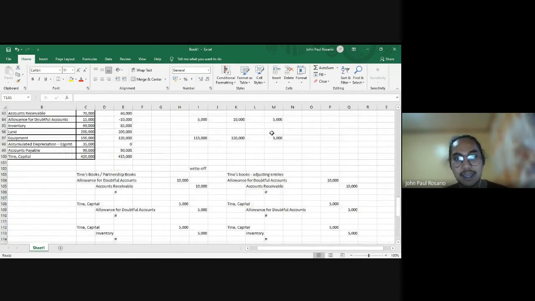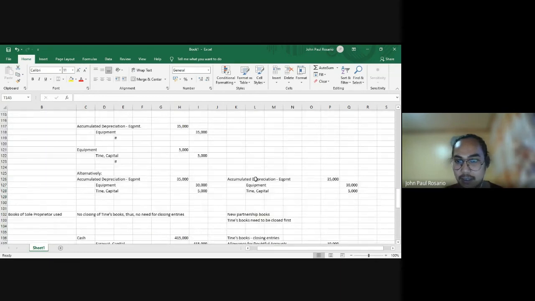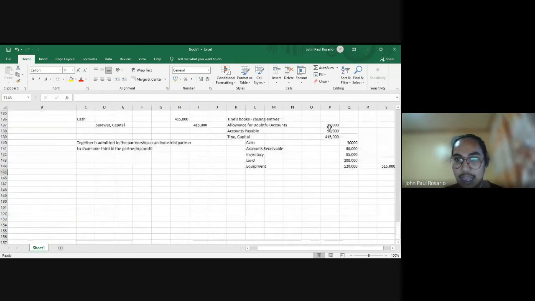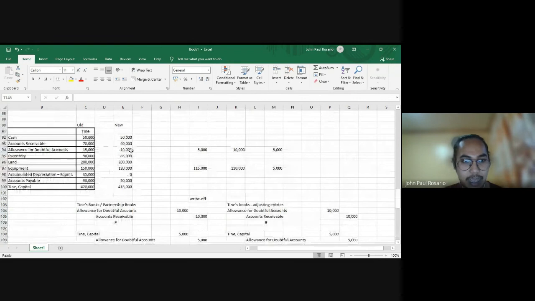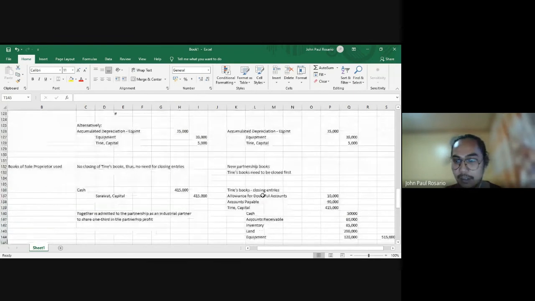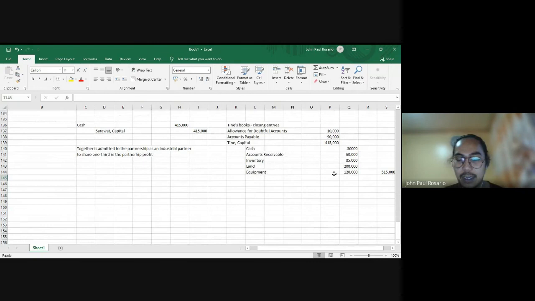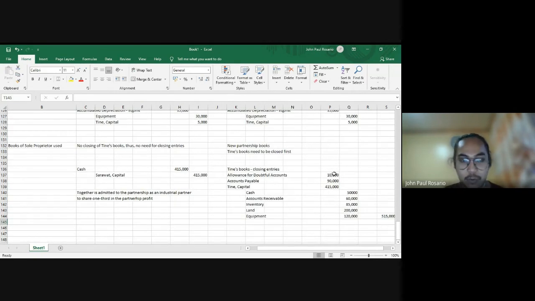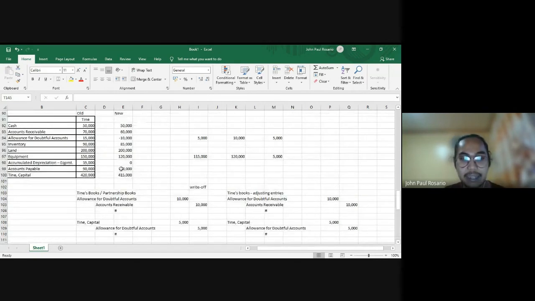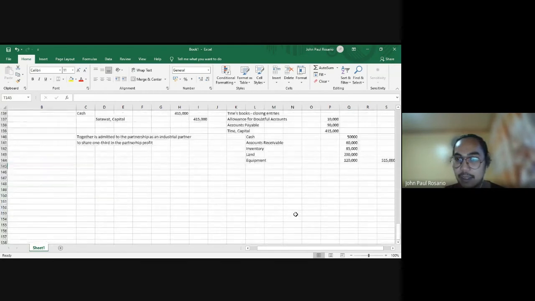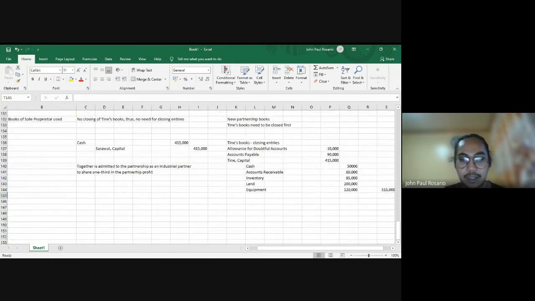So cash is 50, 50. Allowance of 10. So 85, 200, 120. 85, 200, 120. And then the accumulated depreciation is 0, so wala tayo enter dito. And then 90, 415. 90, 415. So as you can see, guys, our entries are equal, and it mirrors the values that were solved dito sa new values.